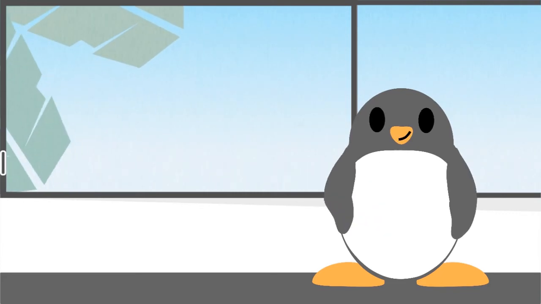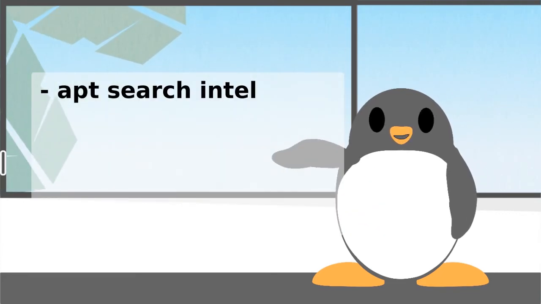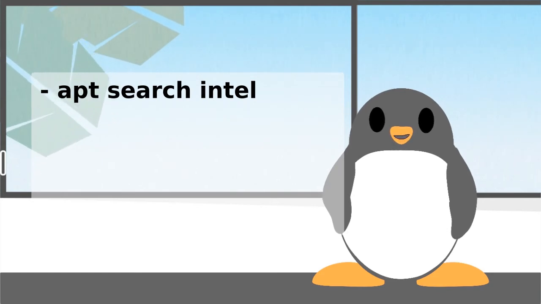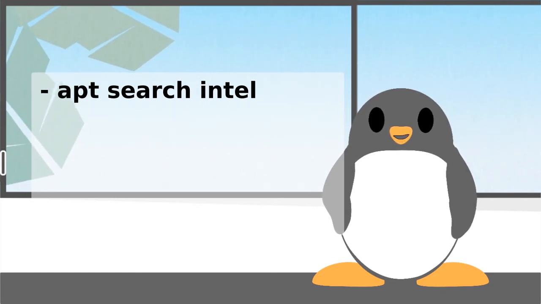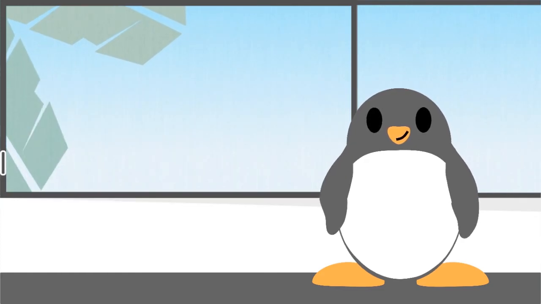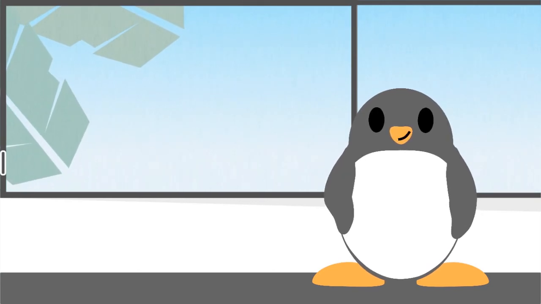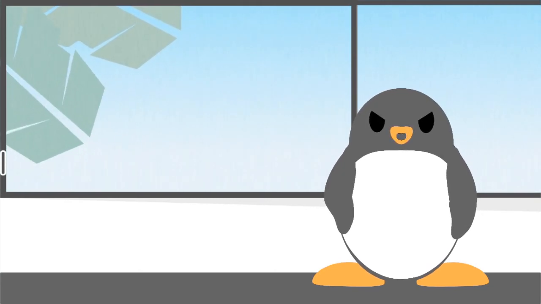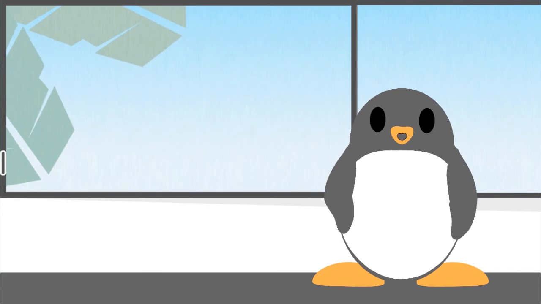For instance, apt search Intel for Debian and its derivatives such as Ubuntu, Linux Mint, Zorin OS, etc. Or dnf search Intel for Fedora users. So, there you have it. 2 things you need to do after installing Linux on your computer.